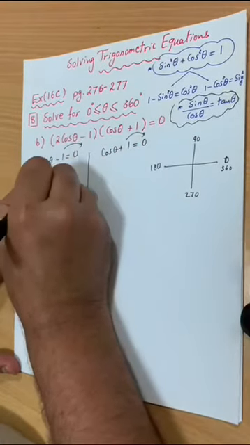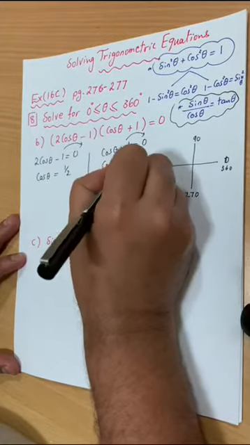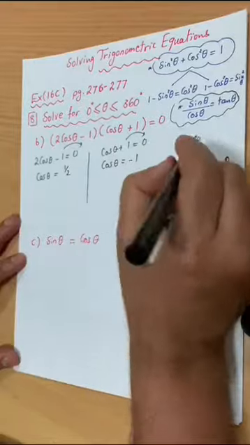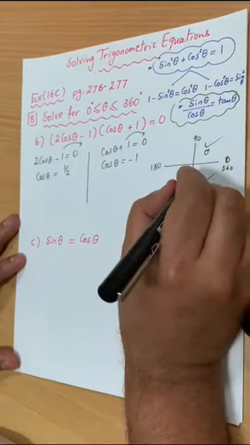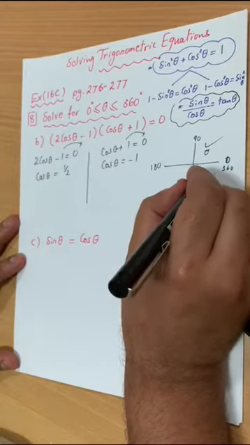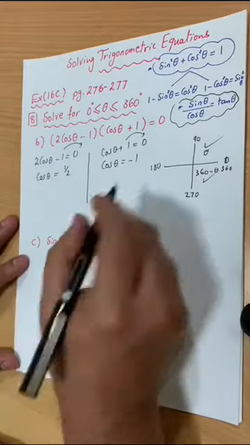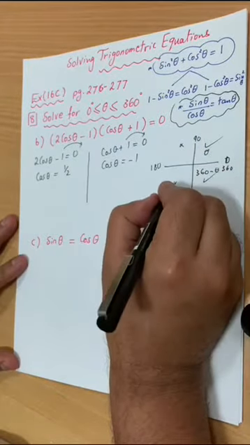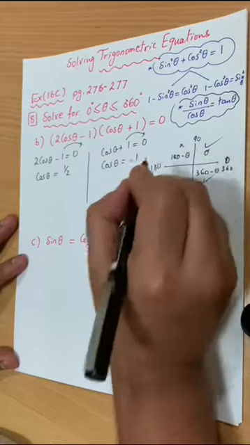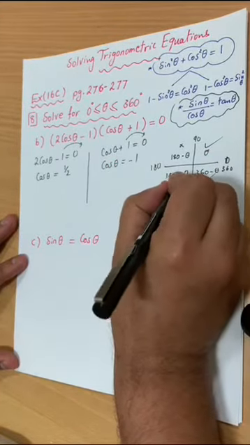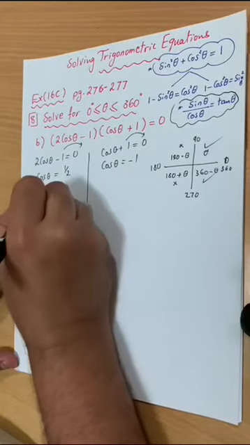So from the first one, cosine theta is equal to half, and the other one, cosine theta is equal to negative 1. Cosine is positive in the first and fourth quadrants, the expressions are theta, and in the fourth quadrant, it's 360 minus theta because we're working in the positive range. And cosine is negative in the second and third, the expressions are 180 minus theta and 180 plus theta. Good.